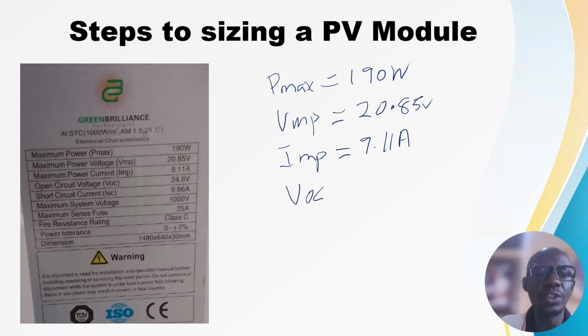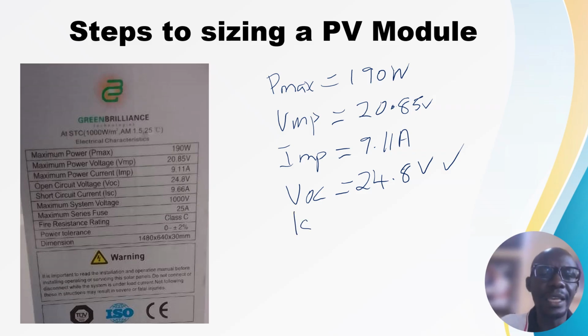Then the VOC, which is 24.8 volts. VOC means open circuit voltage. What do we mean by open circuit voltage? It means if you put your digital meter or analog meter across the two probes of the panel, negative and positive, at no load, when you have not connected the panel to anything, you should read this voltage if the panel is facing the sun.